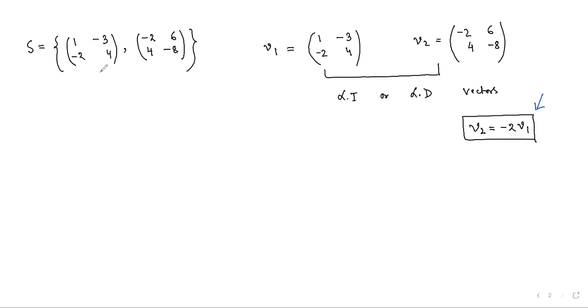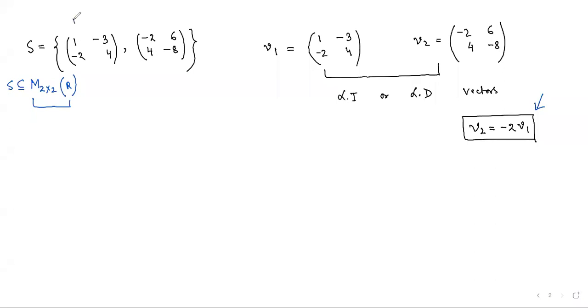Yes. Now you tell me the set of matrices, the set of 2 by 2 matrices, it is defined over the field of real numbers. So M2 cross 2 R is the set of all possible 2 by 2 matrices, and capital S is a subset of M2 cross 2 R.